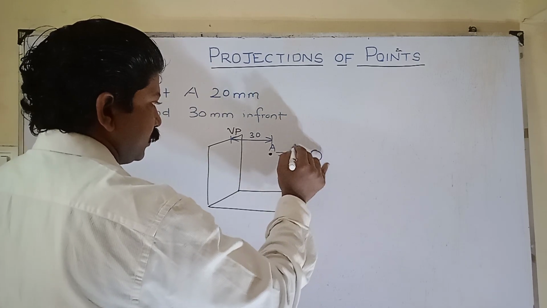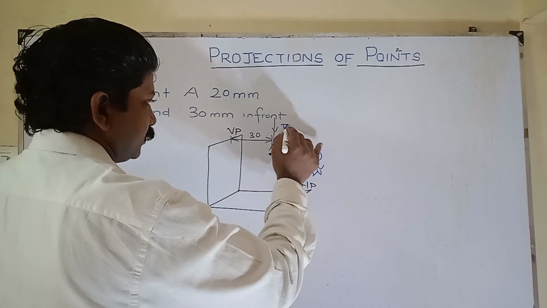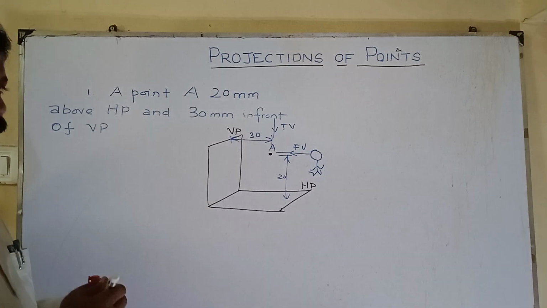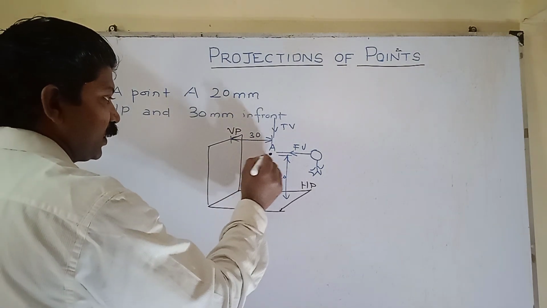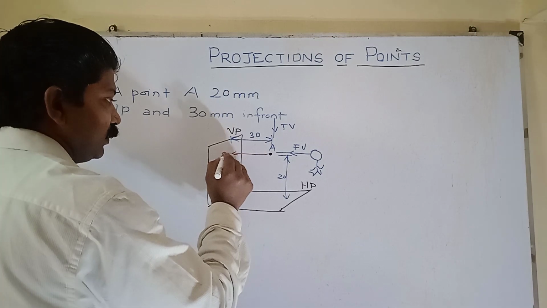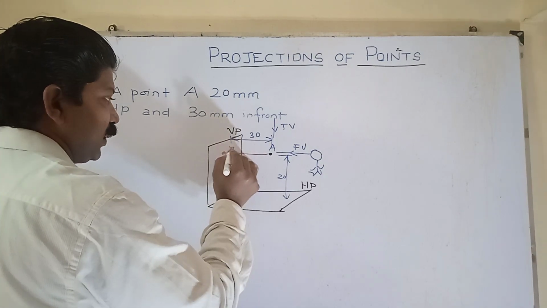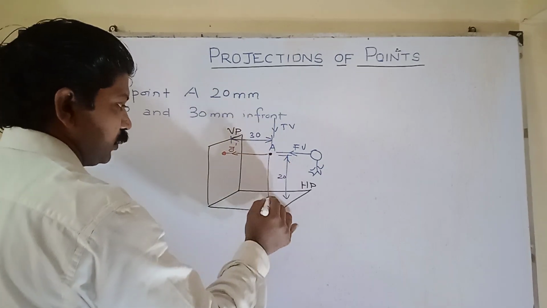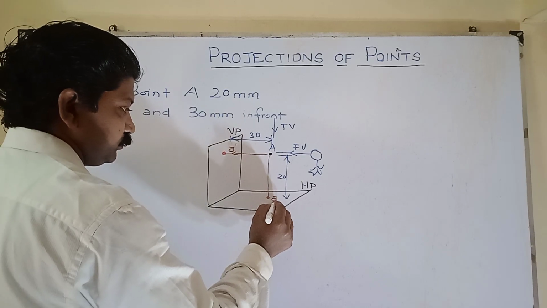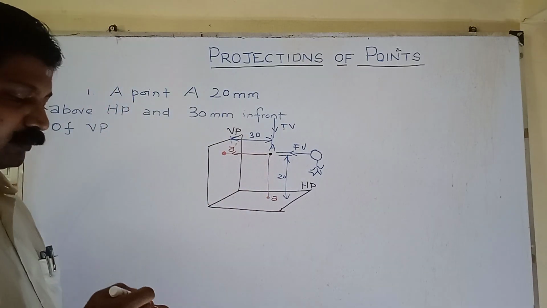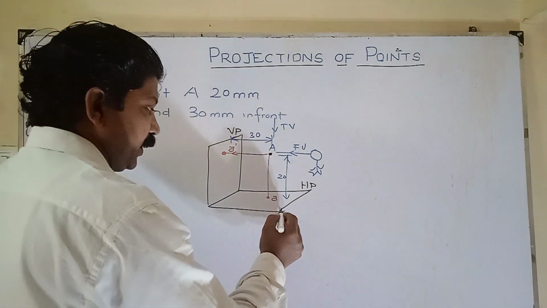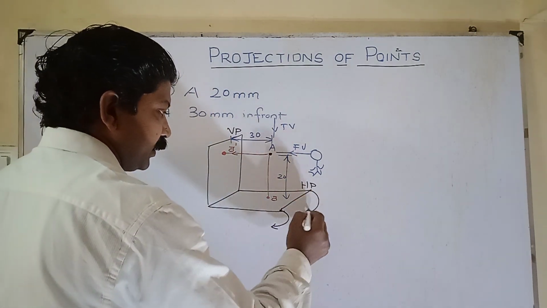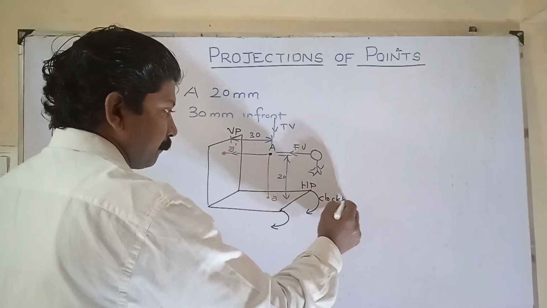So the front view and top view. The front view is on the vertical plane, always a small letter with a dash. The top view is a small letter. Now the projection is over. After the projection, rotate the horizontal plane clockwise 90 degrees.